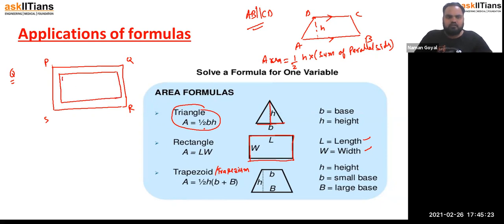This is A, this is B, this is C, and this is D. See, this is 30 centimeter. This length AD is 30 meter. AB is 45 meter. Okay, there is a part.